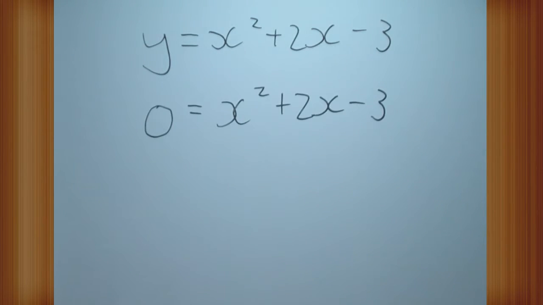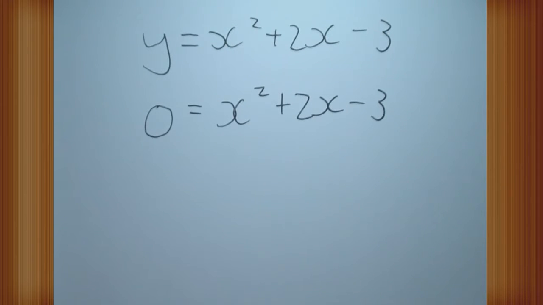So to find the x-intercepts, I make y equal to 0. So I get 0 is equal to x squared plus 2x minus 3. Now to solve this equation, I need to factorize it, and then I will get my solutions. So if you're unfamiliar with how to factorize quadratics, please go watch the factorizing quadratics video.